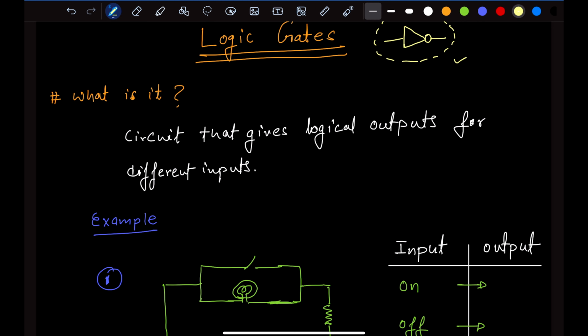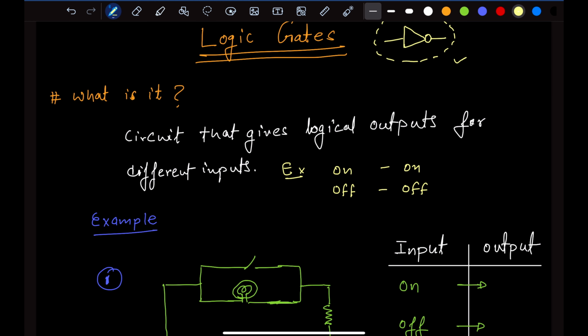For example, the input is on, then the output may be something, let's say on, okay. And if the input is off, it means a switch is there, and there can be different inputs for this switch, on and off. There can be two kinds of input. And the output of a circuit can be on and off. Or let's say there is a bulb, so there can be two situations of the bulb, on and off, right? So a simple kind of circuit we can imagine.